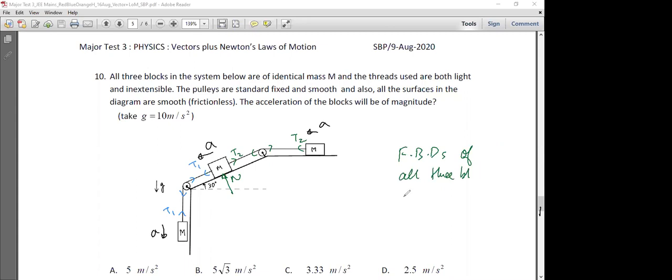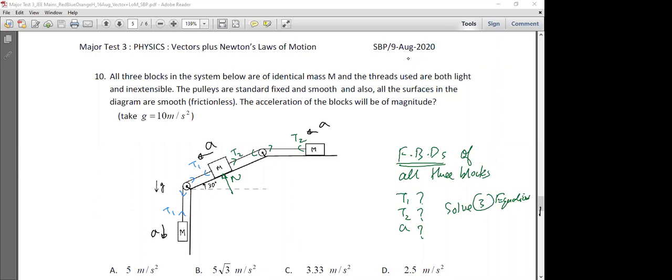Okay. And in those equations, you have T1, T2, and acceleration unknown. So solve three equations. You'll need three equations to solve with T1, T2, and a. So those equations you'll get from the three FBDs. So that will be your method for solving this. Okay. So try out these questions and we will conclude today's lecture here.